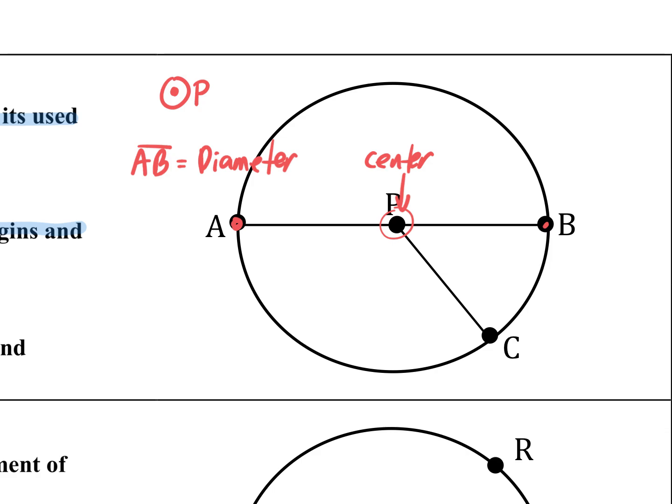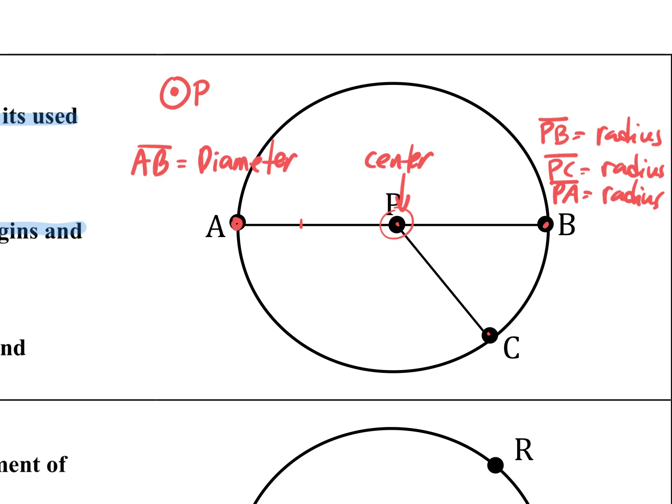Of course, we can also say that line segment PB is a radius. Also, line segment PC. PC is also a radius. So both of them are the same, including also, let's not forget this one, PA. PA is also a radius. It's half of the diameter.